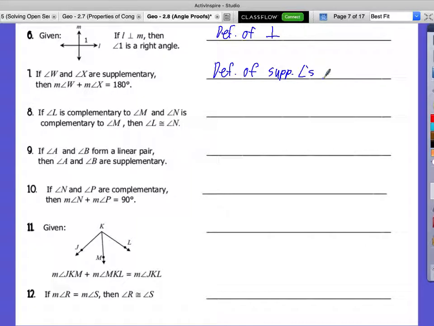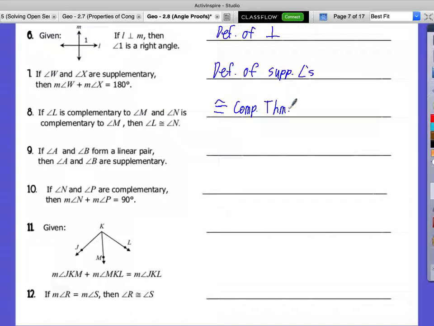Okay. Number 8. Brayden and Marissa, what do you guys have? Congruent complements theorem. Very good. So this is where we use the congruent complements theorem. We have two sets of complements, and now the angles are congruent. Angle L and angle N are both complementary to angle M, so they're congruent to each other.